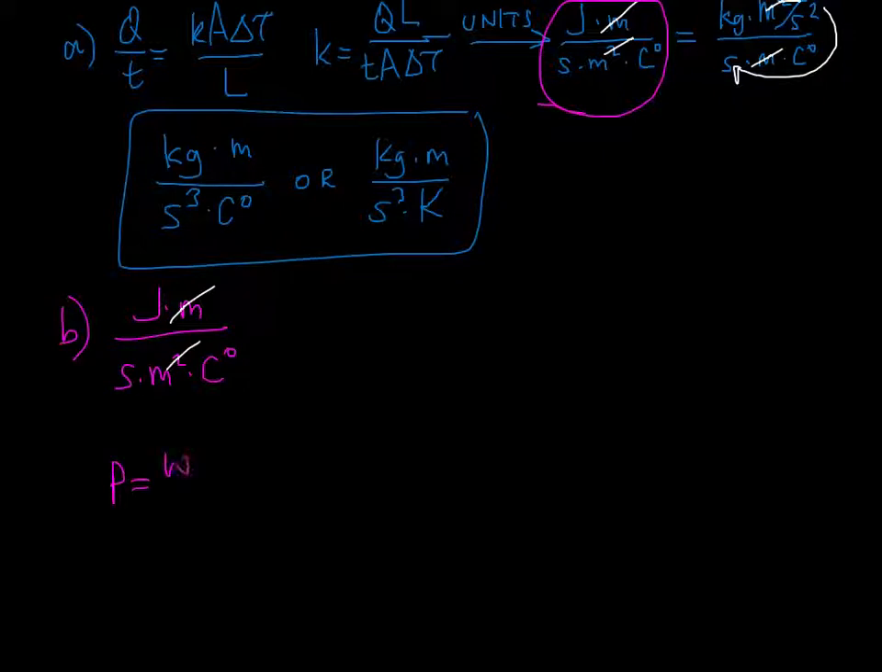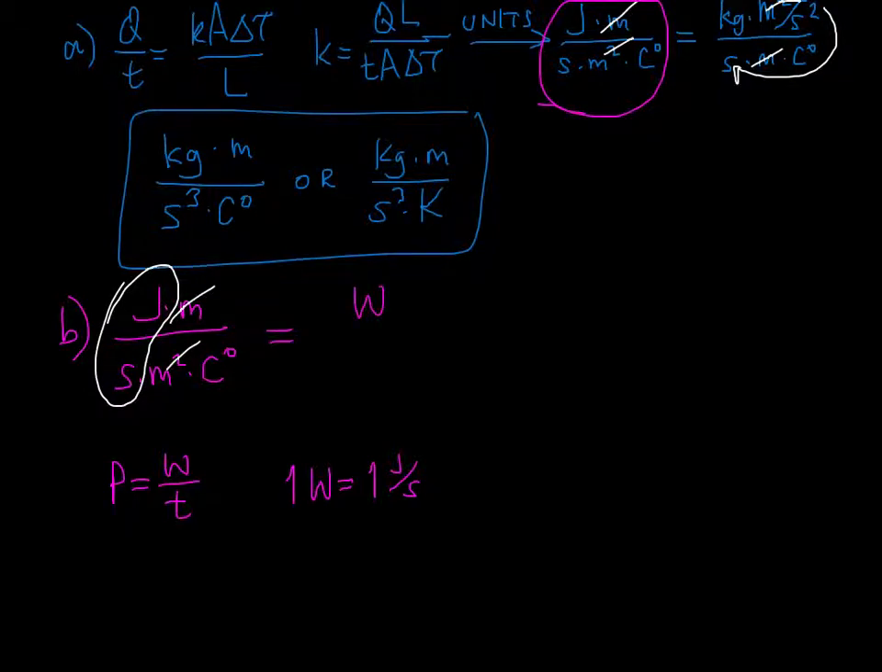is equal to work over time. So the unit of power, which is 1 watt, is equal to 1 joule per second. And you see in this equation, in the units, we have a joule per second. So we can write this as a watt over meters Celsius degrees, or watts per meter kelvin.